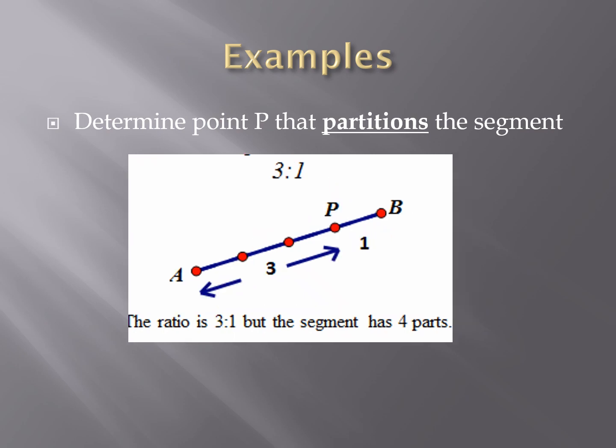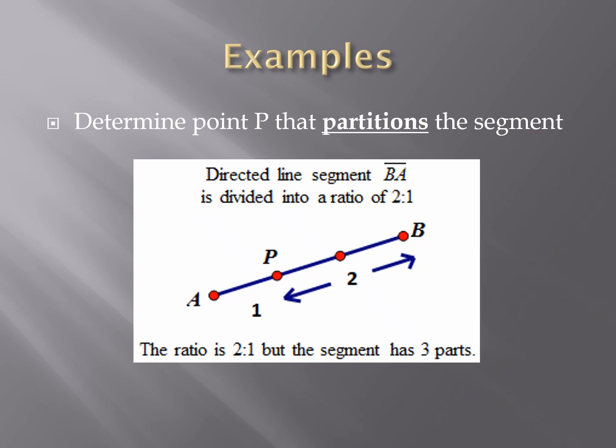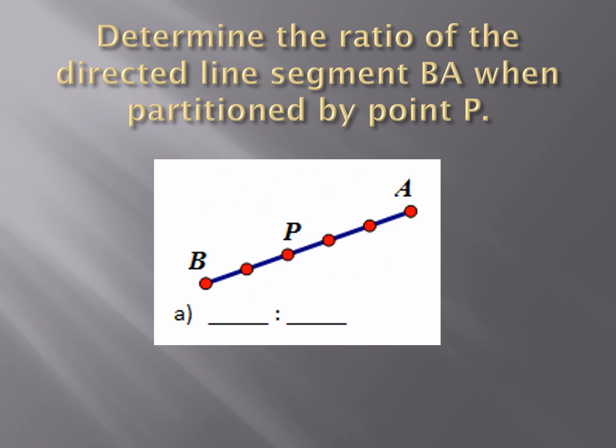And the same thing for this one. As you can see, it is 3 to 1. So there's 3 out of 4 parts between A and P, and 1 out of 4 parts between P and B. Here's, again, just showing you more examples of what we're talking about. 1 to 2 would be 1 between A and P, and then 2 between P and B, versus if we did it the other way, it would be flipped.